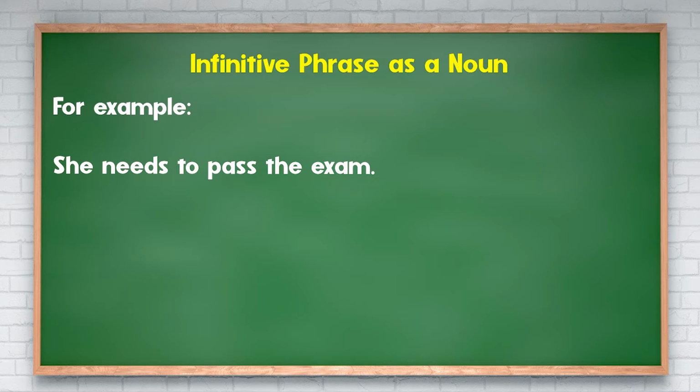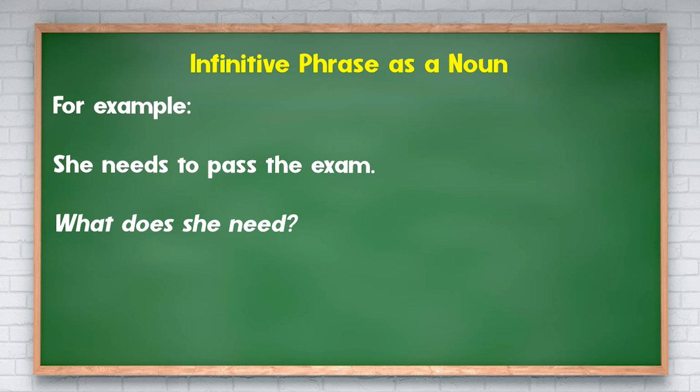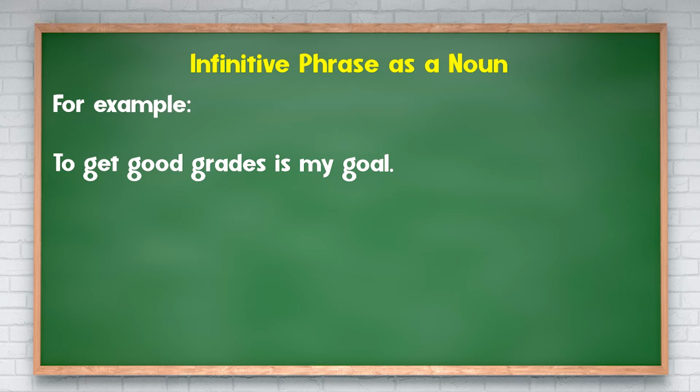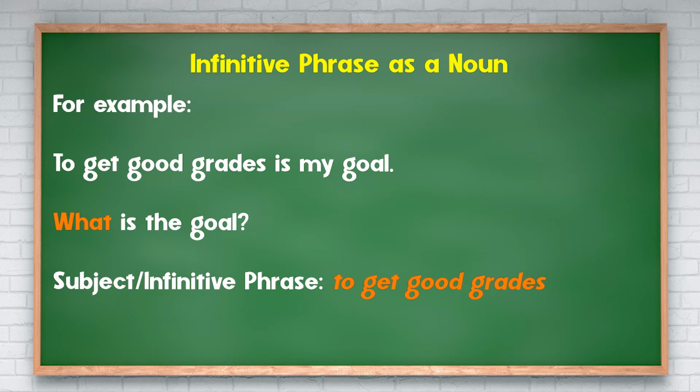Here's another example. She needs to pass the exam. What does she need? To pass the exam. In this case, the infinitive phrase to pass the exam serves as the object in the sentence. Here's our final example. To get good grades is my goal. What is the goal? To get good grades. The infinitive phrase in this sentence, to get good grades, serves as the subject.